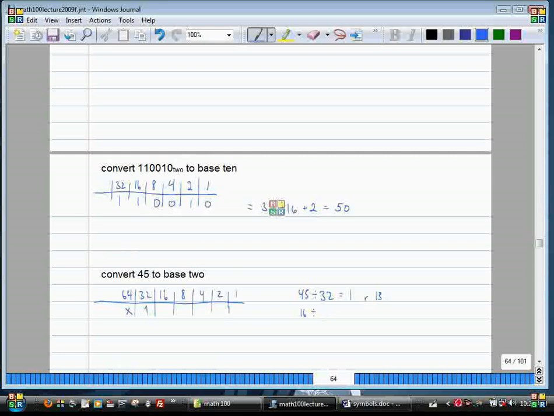Right. And then so we have 45, and we've already picked off a group of 32. So what we have left is 13. So it's 13 divided by what? 16. Well, what's 13 divided by 16? 0. So there's nothing going on there. So what does that tell us that we have to do? Yeah. So how many 16s are in this number? None.